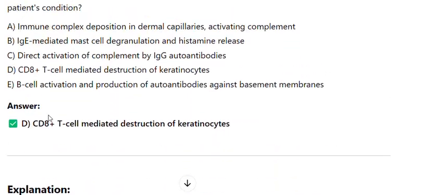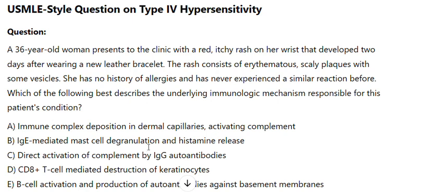USMLE-style question on type 4 hypersensitivity. Question: A 36-year-old woman presents to the clinic with a red, itchy rash on her wrist that developed 2 days after wearing a new leather bracelet. The rash consists of erythematous, scaly plaques with some vesicles. She has no history of allergies and has never experienced a similar reaction before.